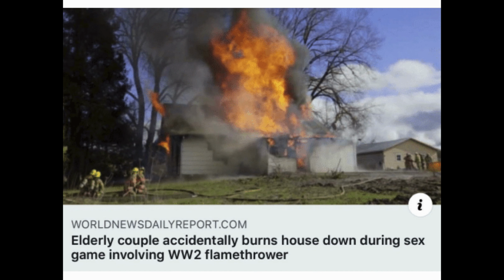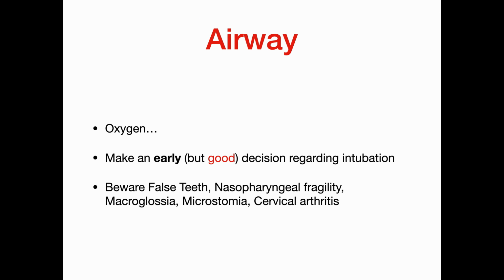Fires are very often fatal in elderly folks, and that's typically because they're not able to respond to the threat and get themselves out of harm's way. So you'll tend to find that if there's a fire in a house and there's nobody else in the house that can raise the alarm, very often you will have deaths in house fires.